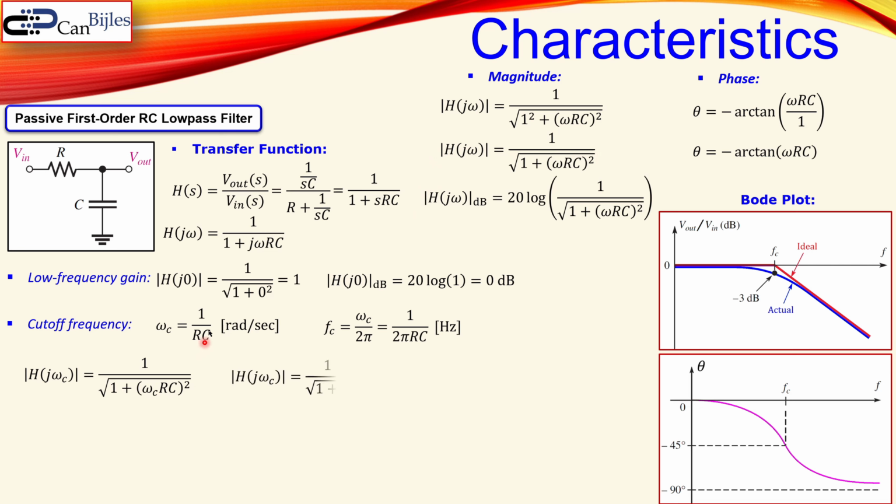But if I now substitute this cutoff frequency expression in here, which is 1 over RC, this will be 1 over RC times RC, which will be 1. So that will then result in 1 over the square root of 2. Again, if you now look at the dB scale, you can convert this to dB units with 20 log of that, and it's approximately minus 3 dB here.